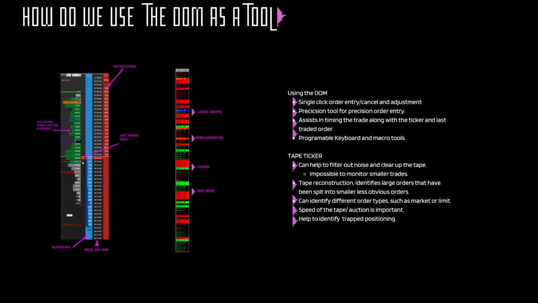seeing how participants interact with the resting bids and offers, whether or not they're being successful, if you're seeing repeated orders buying and selling. You can see very quickly whether or not that's been successfully translated into movement in price, and if it's not, then maybe you want to start thinking that someone's absorbing this and maybe going the other way.